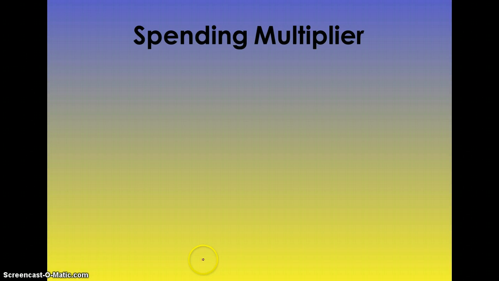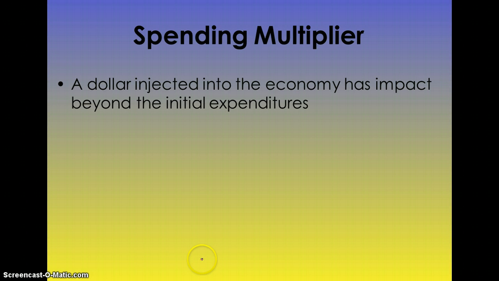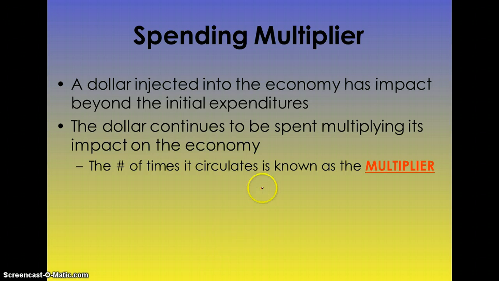So a little bit more on our multiplier. Our spending multiplier is when we have a dollar injected into the economy, it will have an impact beyond its initial expenditures. So that dollar continues to be spent, multiplying its way through the economy. So if I spend $1, then that becomes income for someone else, and then they're going to spend it or save it. Then that next piece will become, again, income for someone else, the portion going to save it or spend it. So it circulates through the economy, and the number of times that it circulates, we call that the multiplier. It's going to be a number that we can calculate.